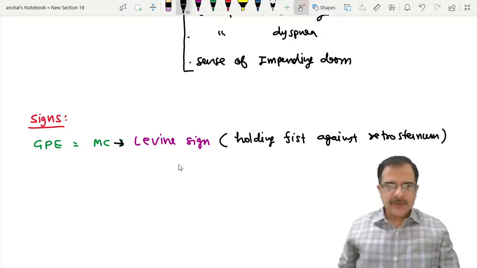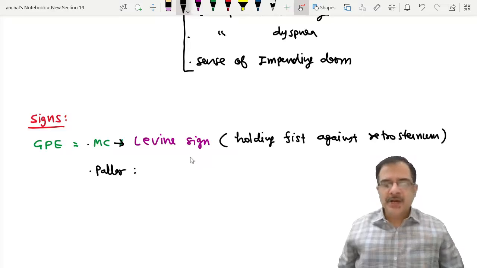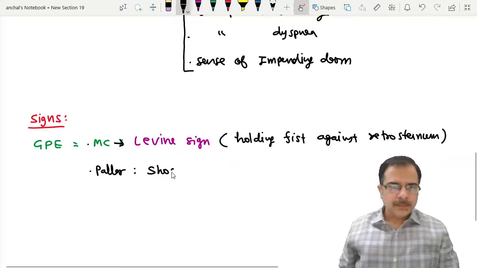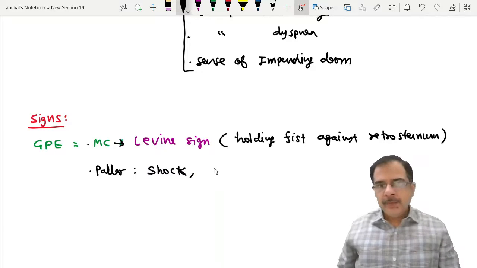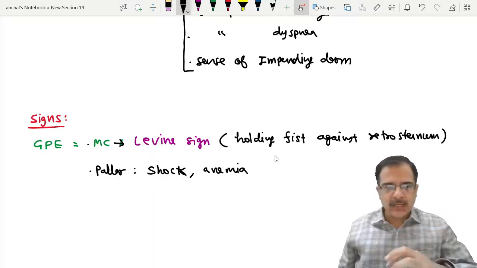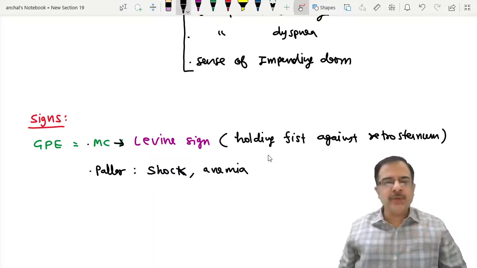Now, another sign which can be seen on general physical examination is that pallor can be present. The reason for the pallor could be shock, where there is peripheral hypoperfusion, or it could be because of anemia. Remember, anemia can also lead to myocardial infarction, which we will discuss later on. The type of MI due to anemia is type 2 MI. So pallor is due to shock or anemia.